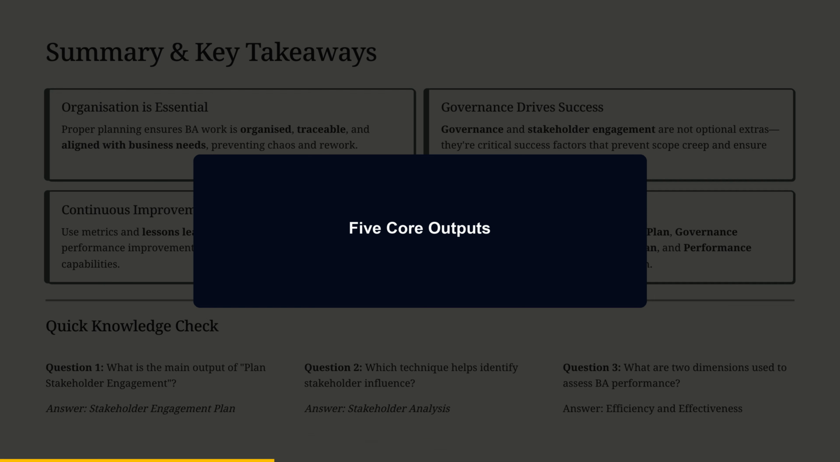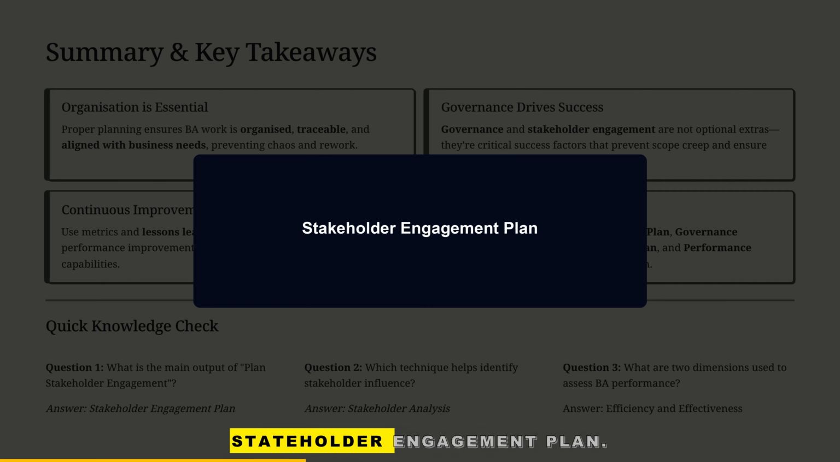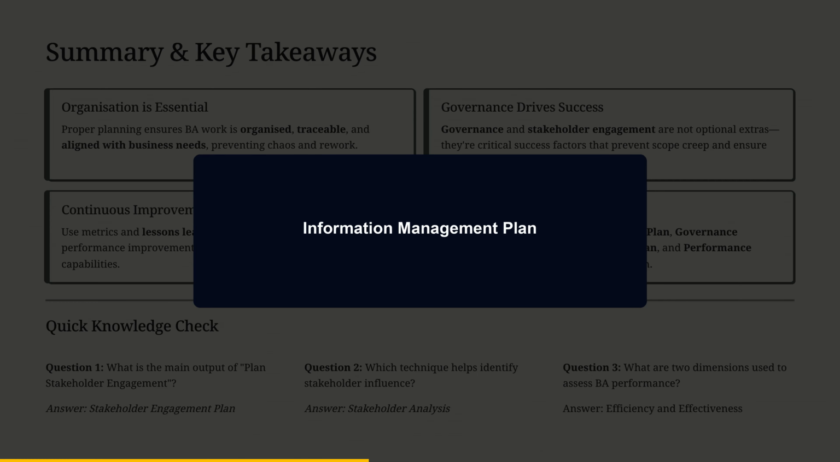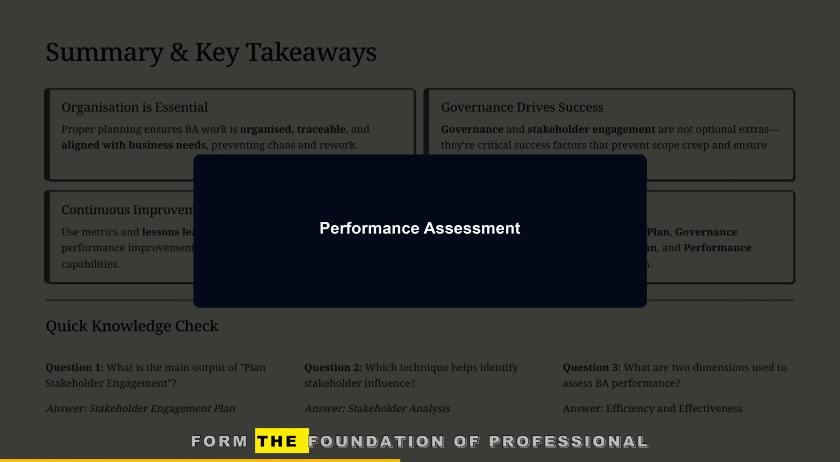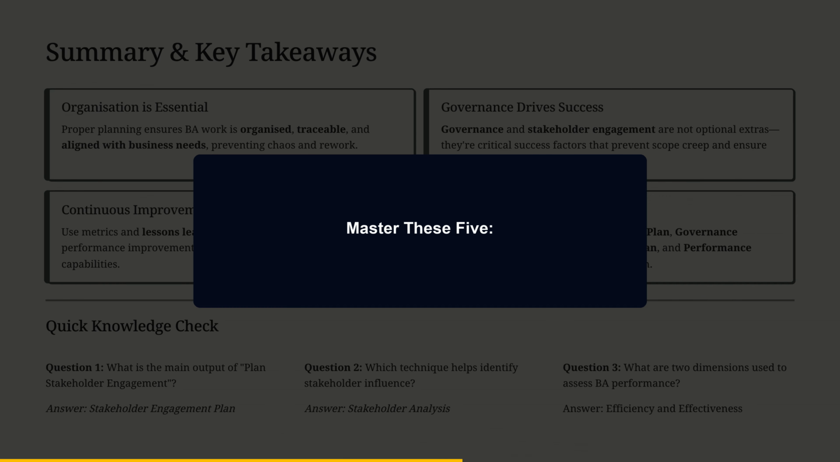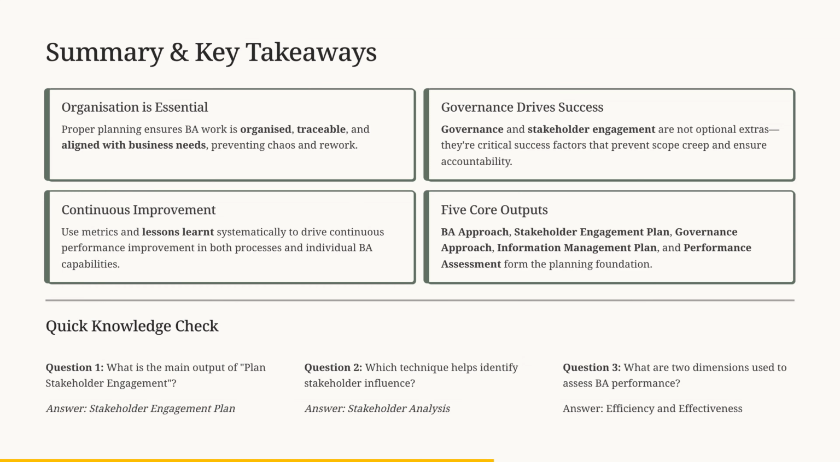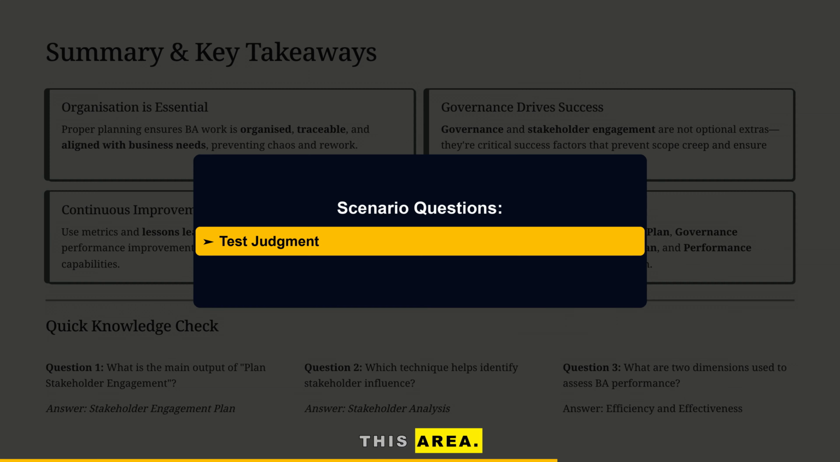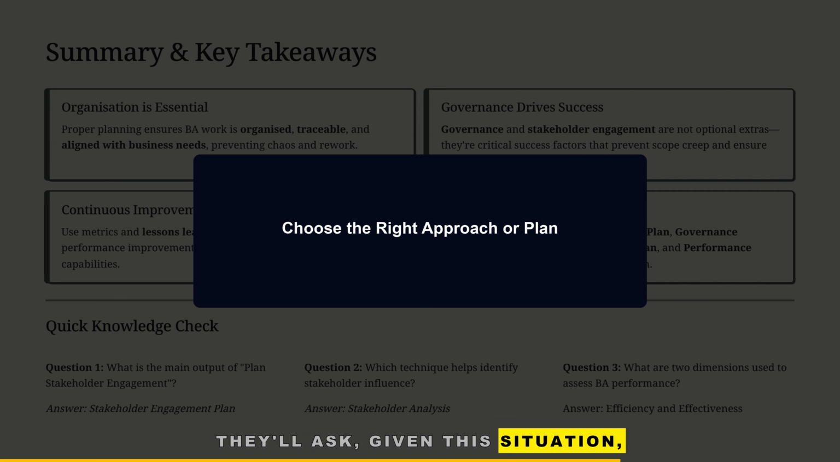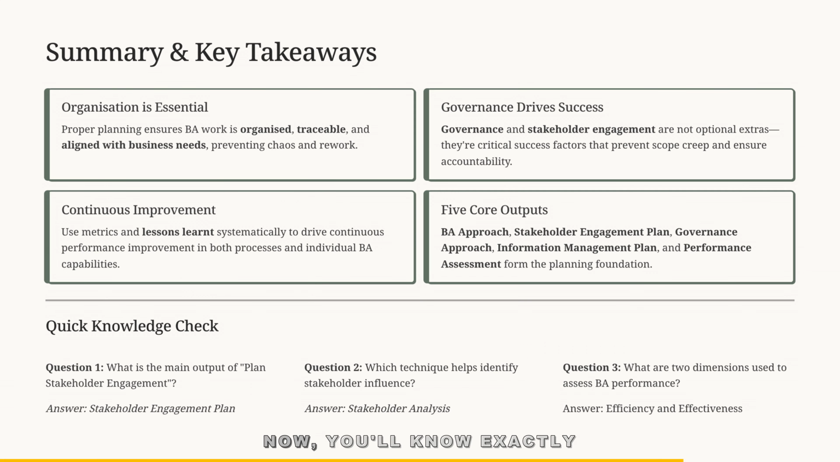5 key outputs: your BA approach, stakeholder engagement plan, governance approach, information management plan, and performance assessment form the foundation of professional analysis. If you master these 5, you'll never feel lost in a project again. And for your CBAP exam, remember, most scenario questions in this area test your judgment, not your memory. They'll ask, given this situation, which approach or plan should the BA create? Now, you'll know exactly how to think through that.